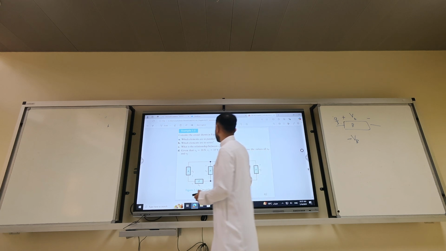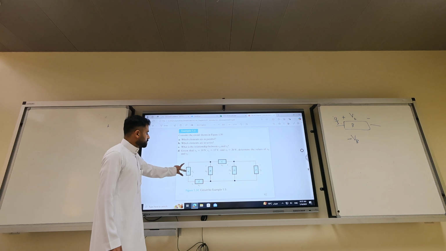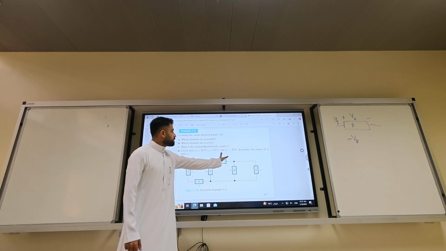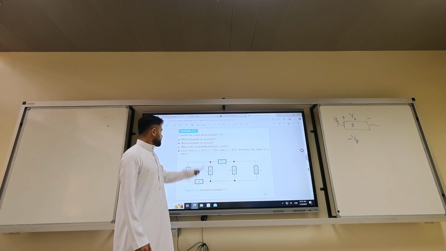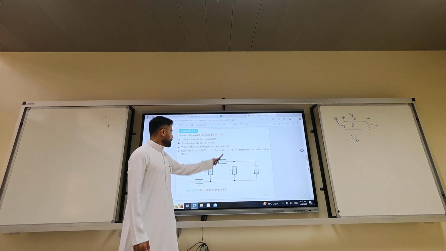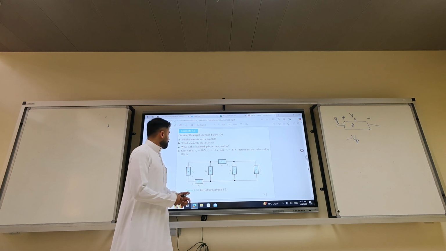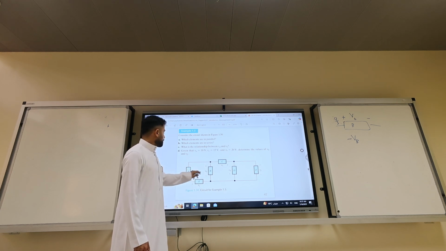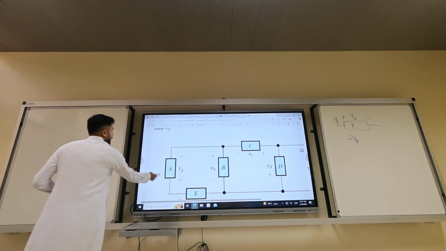So any question about this? Given that VA is 10 volts, VC is 15, VE is 20. When VE is 20, find VB. Make a loop. So we have B, A and E. Let's do loop 1. This is the first. I am here.